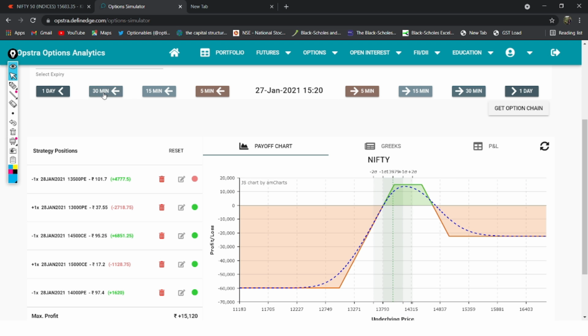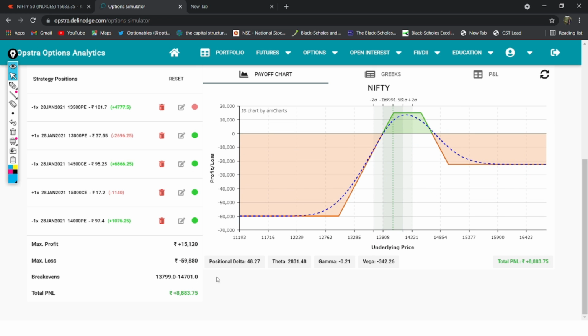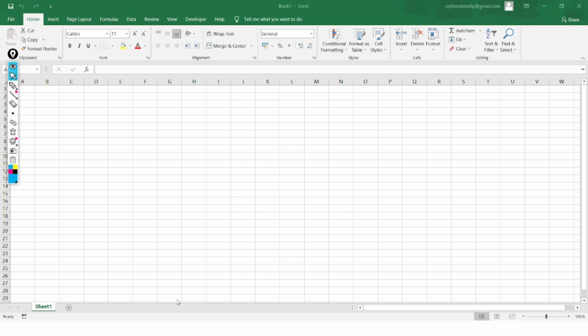So I will go a little back. Here it is at 13,991 and I am at a profit of 8,833. So it has broken 14,000, which means I am going to exit the trade completely. I am going to note that in January, I have a profit of 8,883 rupees. So this is what we booked in Jan.